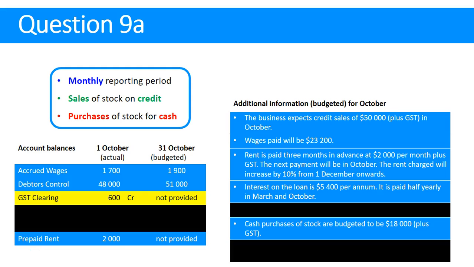And that just leaves us with GST Clearing. So what we're told is the balance is $600 credit, so that's a liability at the start of the month. And then we're not told what the balance at the end is. Now we don't actually need that balance.